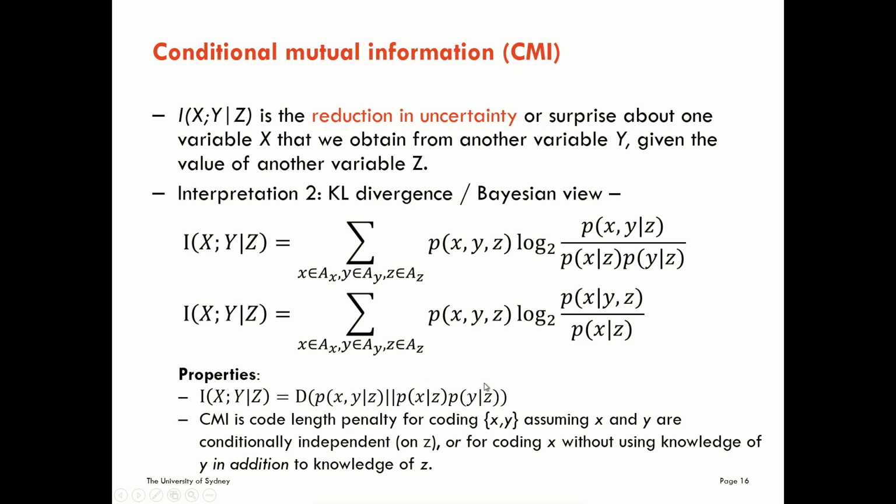Okay, so what we see is the conditional mutual information is a code length penalty for coding x and y, assuming that they are conditionally independent on z. Okay, it's a code length penalty for coding under this scheme rather than the real scheme here, if everybody knows z. Or equally, we can think about it as a coding penalty for coding x without knowledge of y in addition to knowledge of z, versus if we had encoded it with knowledge of both variables.